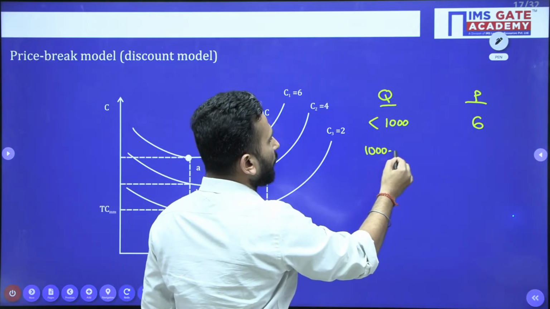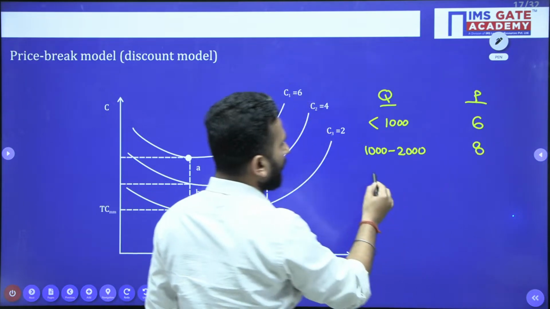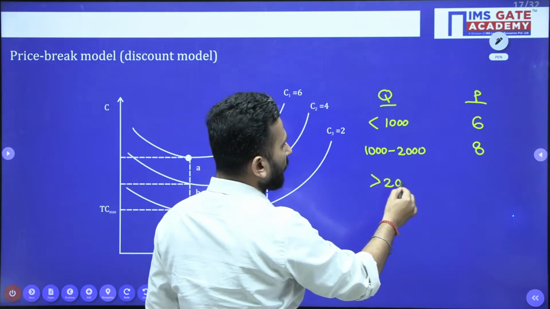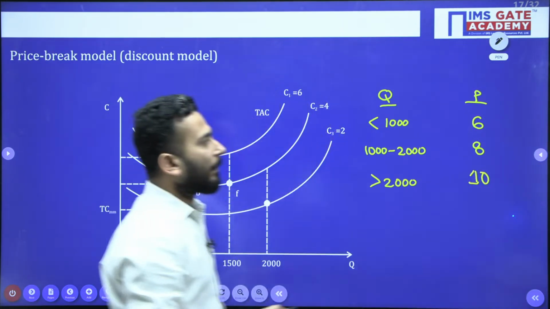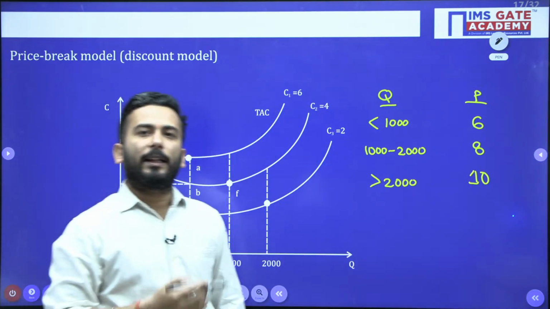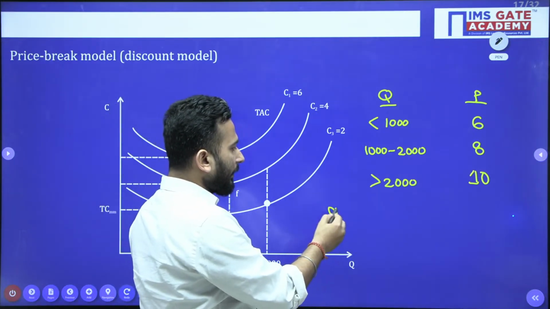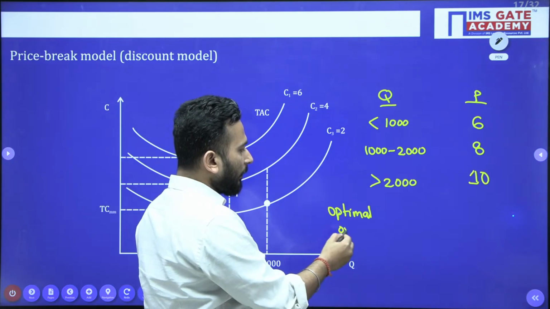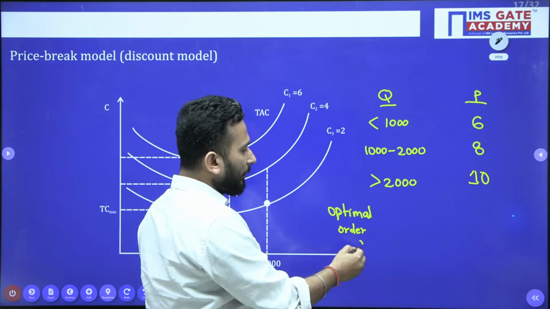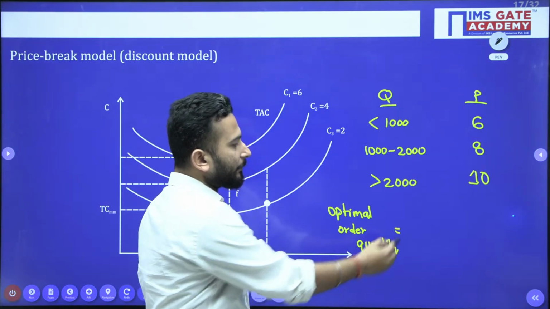From 1000 to 2000, the unit price is 8, and greater than 2000, the unit price is 10. And what are they asking? They are asking you the optimal order quantity. Yes or no?